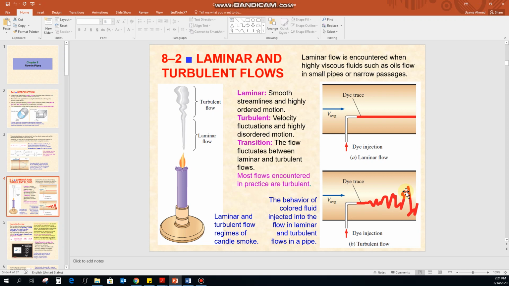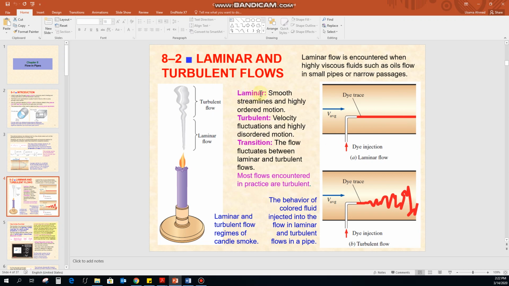Now in terms of definition, laminar flow is encountered when highly viscous fluids such as oils flow in small pipes or narrow passages. So most of the times, if we are dealing with oils that have high viscosity, or fluids with high viscosity, we can have a laminar flow. If the viscosity is very low, like in case of water, you can have a turbulent flow.